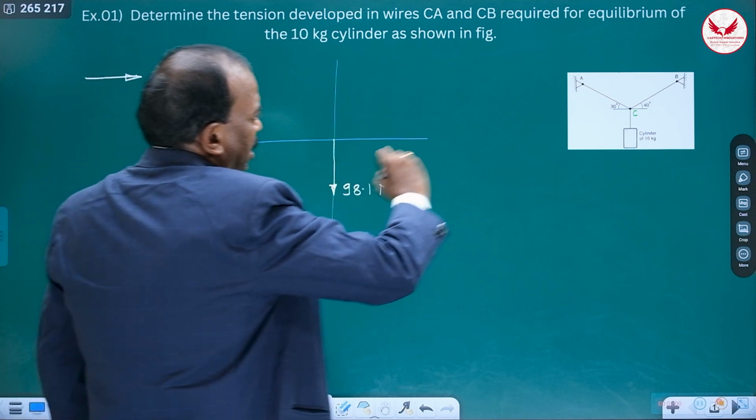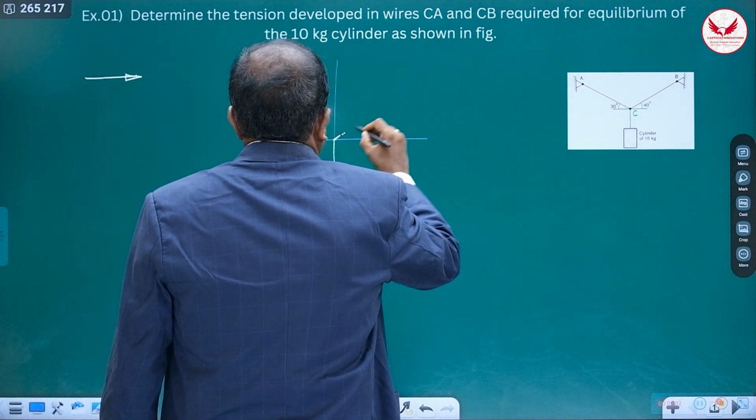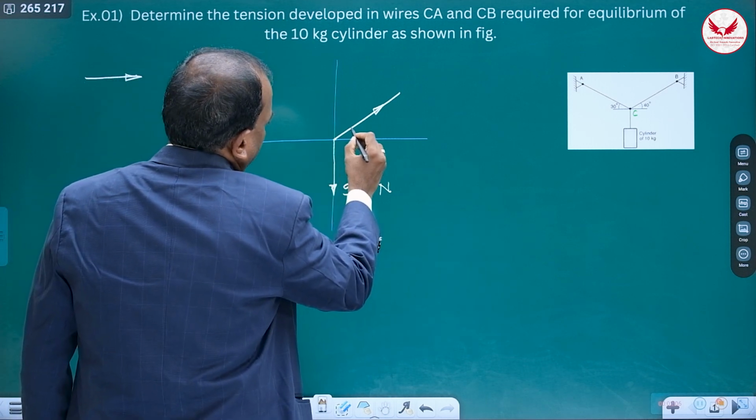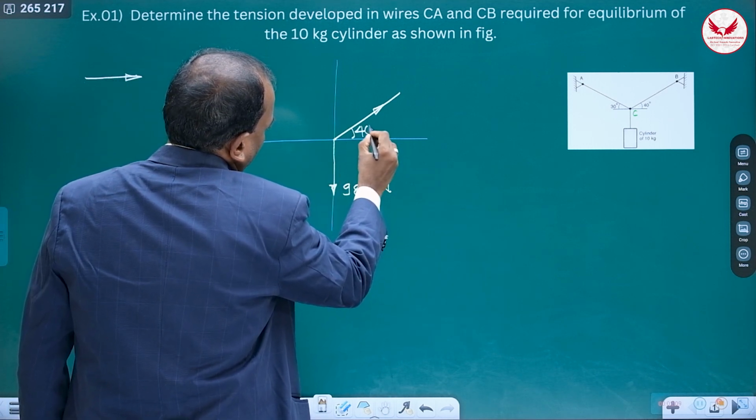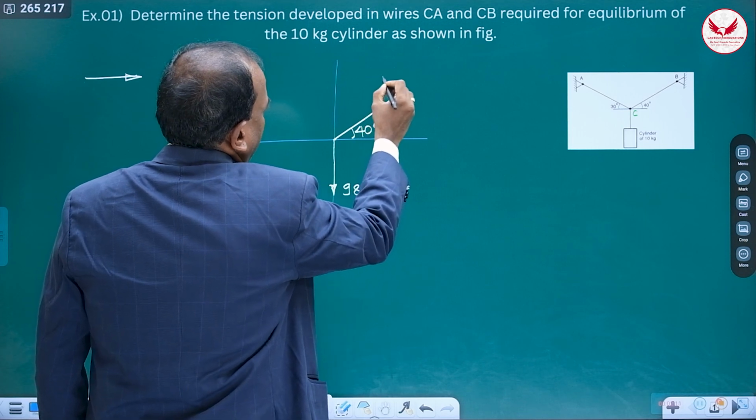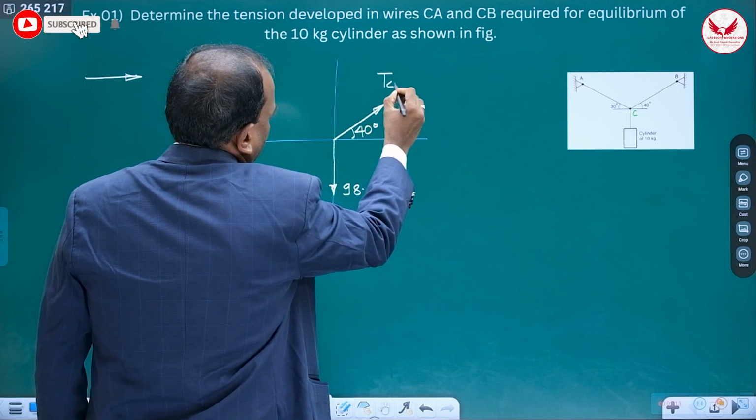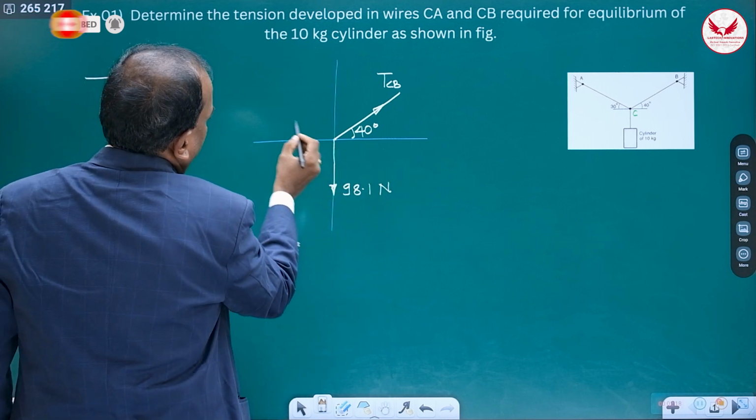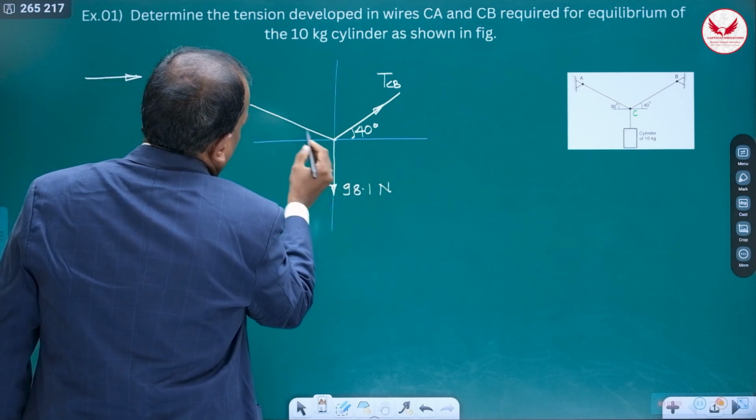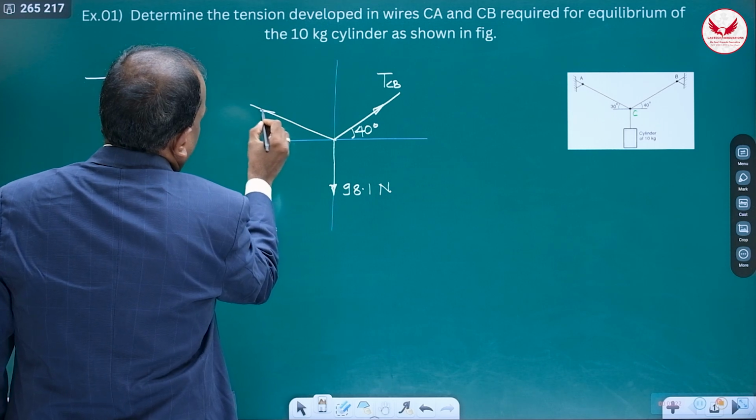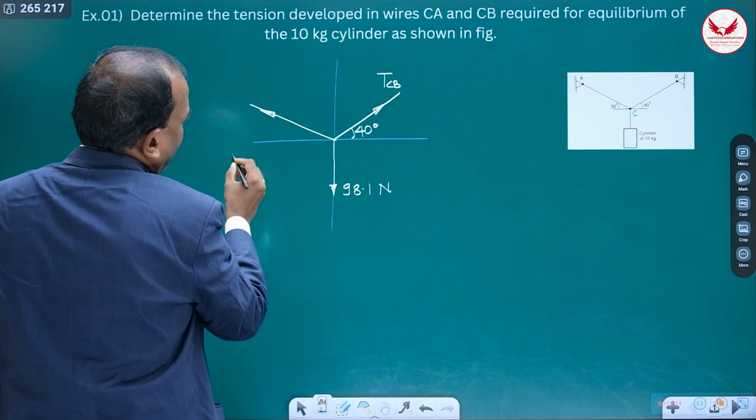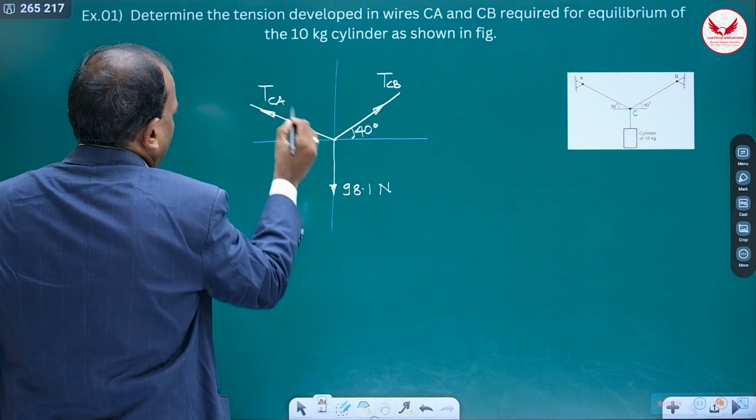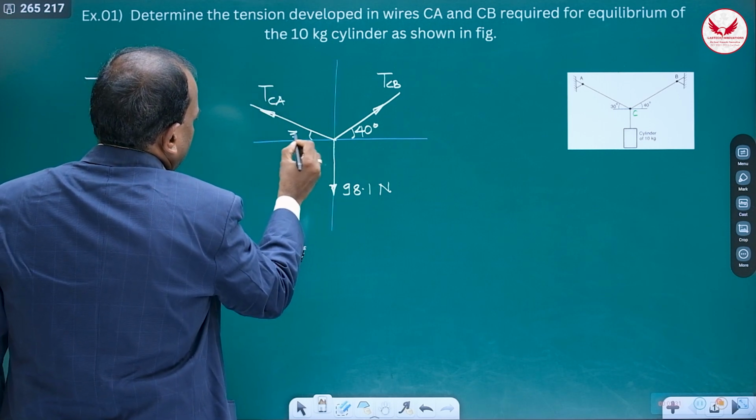Then cut that CB cable and you show the tension. Tension means away from this point. What is the angle? 40 degree. So this angle is 40 degree, and it is going to be TCB. Similarly, on this side, cut this cable, this is going to be a tensile force, and this force is going to be TCA and this angle is 30.